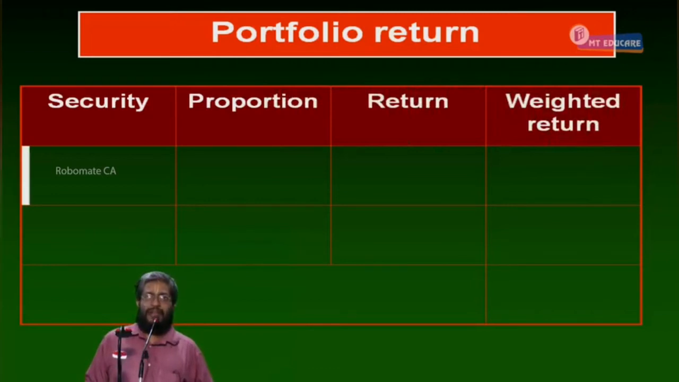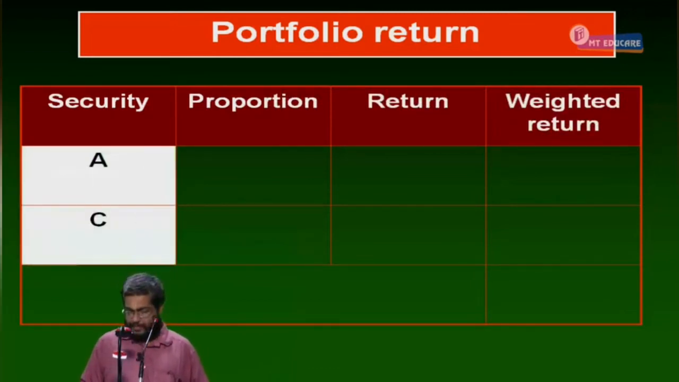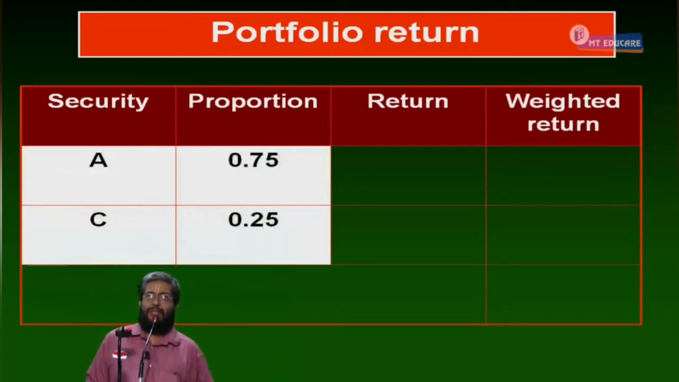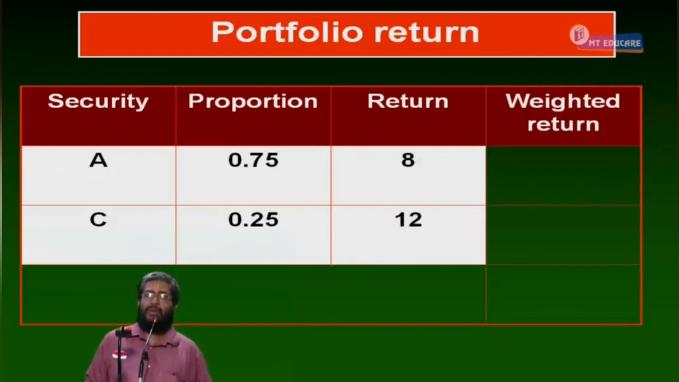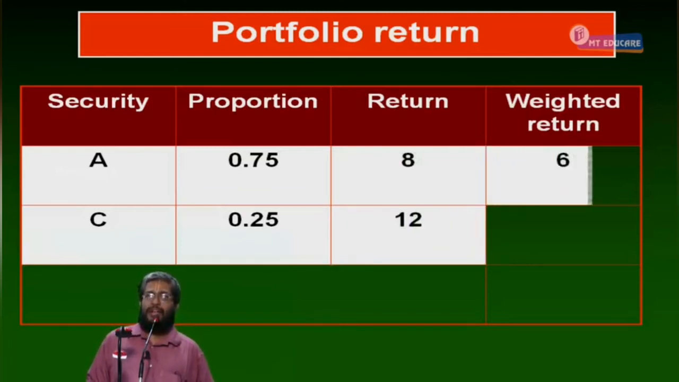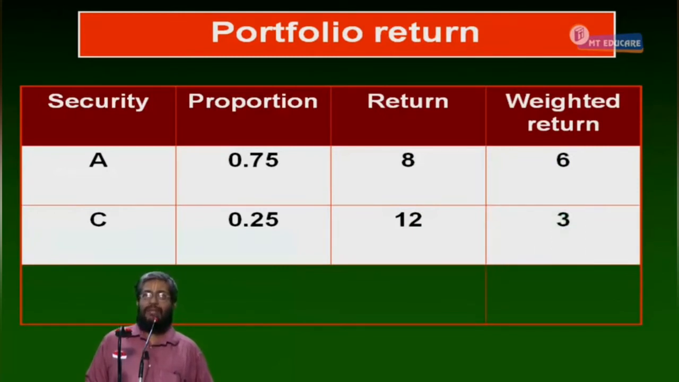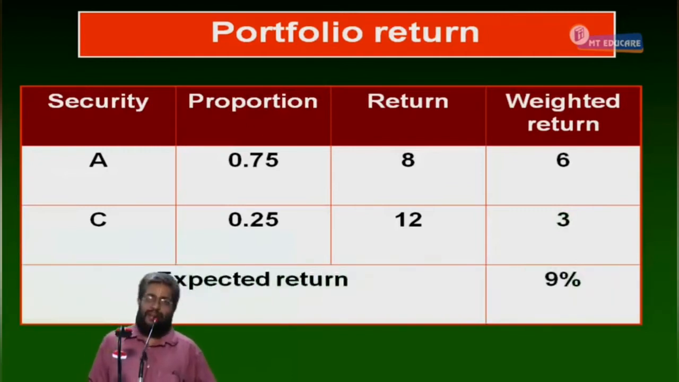Tell me the two securities: A, C. What are their proportions? 0.75, 0.25. What is the return of A and C? Look at the question and tell me. 8 and 12. 8 into 0.75 is 6. 12 into 0.25 is 3. What is the total here? 9. The expected return is 9%.